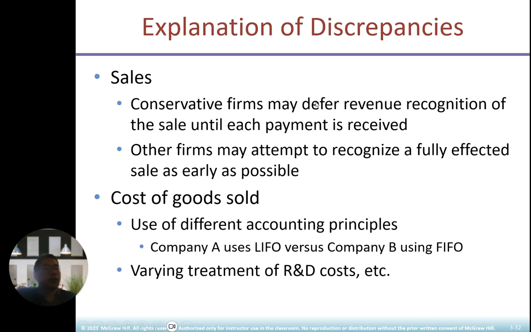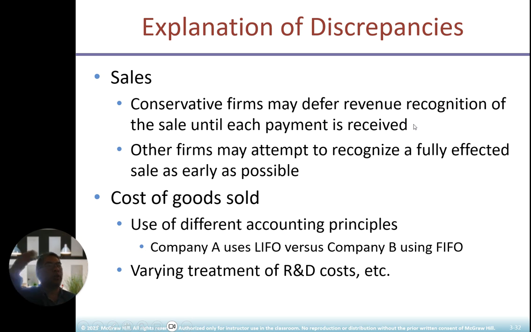Explanation of discrepancy: if there is any discrepancy, you need to discuss further. Your consulting firm may defer revenue recognition of a sale until each payment is received. That's the key part for a conservative company. Other firms may attempt to effect the sales as early as possible. This is what happened in Enron. They recognized sales as early as possible, which is not supposed to be done, whereas a conservative firm waits until the payment is received.